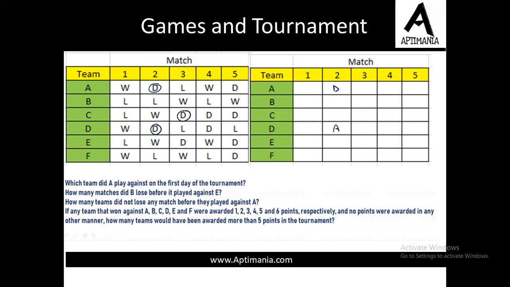Here also we are getting two D's. So from here we can say that C played with E on third day and E played with C on third day. Fine. तो ये भी fill किया जा सकता है. Now let us move to column 4. Again we have two D's. That means there was a match between C and D on fourth day which ended in a draw. So we can say that C played with D on fourth day and D played with C on fourth day. तो इस तरह से हमने ये fill किया है.